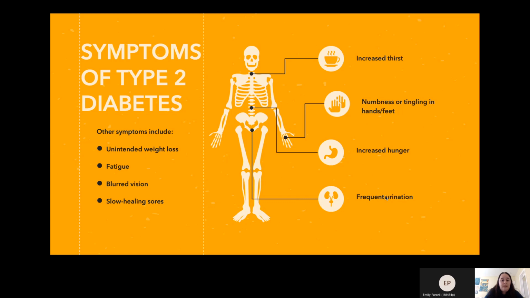Now I want to talk about some symptoms of type 2 diabetes, and these symptoms are expected in a metabolic disorder, and I'll tell you why in a second. So we have increased thirst, numbness or tingling in the hands or feet, increased hunger, frequent urination, unintended weight loss, fatigue, blurred vision, and slow healing sores.